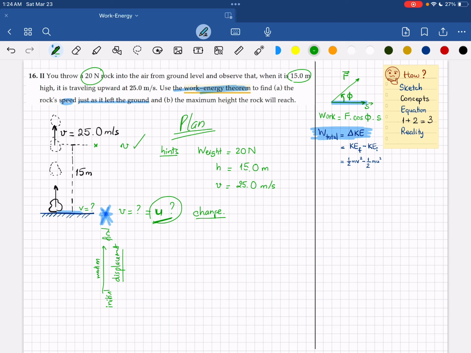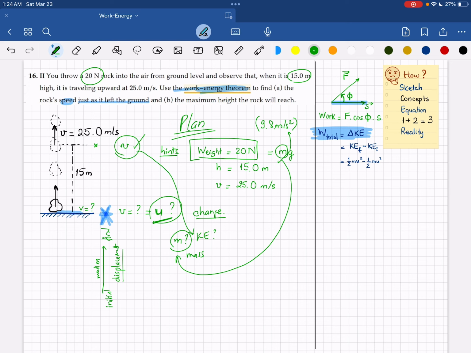Do we have the mass to calculate the KE? We need the mass. They don't give us the mass, but they give us the weight. Can you think of some relationship between weight and mass? Okay, you got it, right? So that's equal to mg, and g is the gravitational acceleration, or the gravitational field strength, 9.8 meters per second squared. So from this one we can find the mass, right? Yay, we can find the mass, and then together with the v here we can find the final kinetic energy.